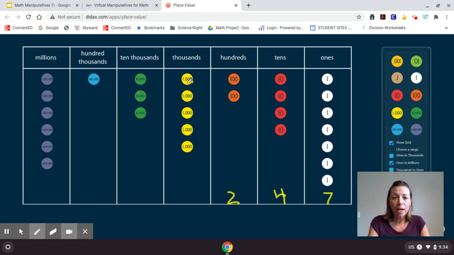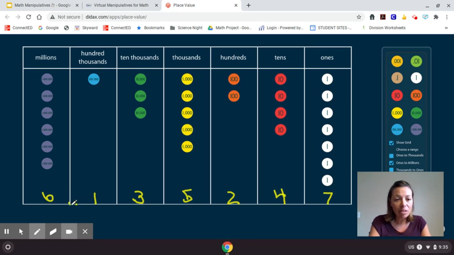Thousands, 1, 2, 3, 4, 5 1,000 discs. Remember, this is just the digit, it's not the value. 10,000s, we have 3 10,000 discs, because remember, each of those are going to be worth 10,000. We have 1 100,000 disc. And we have all the way the millions here. 1, 2, 3, 4, 5, 6 millions discs.